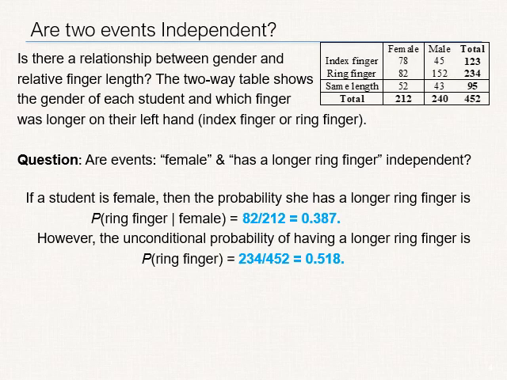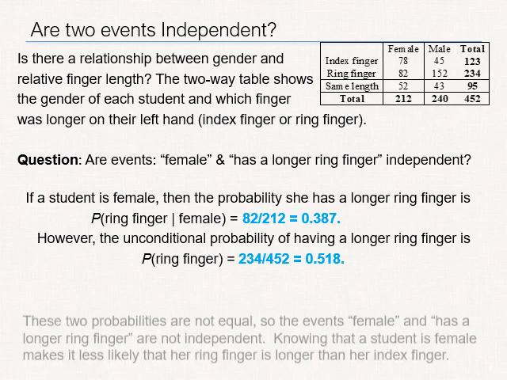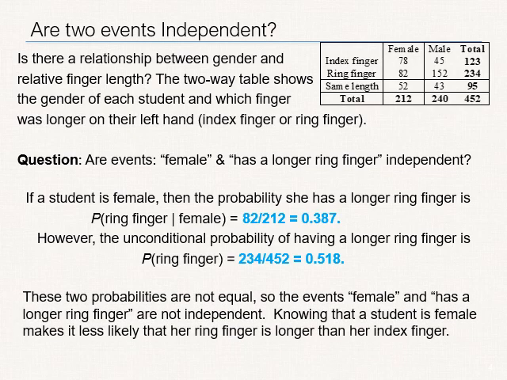Knowing that you're a female, we know that you're less likely to have a longer ring finger than the population as a whole. So knowing that you're a female helps us determine that your ring finger is less likely to be longer, and one helps us predict the other. So these are not independent. These two probabilities are not equal, so the events female and having a longer ring finger are not independent. Knowing that a student is female makes it less likely that their ring finger is longer, and we can know that because they're not independent.